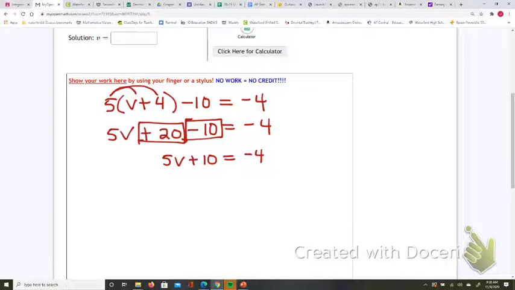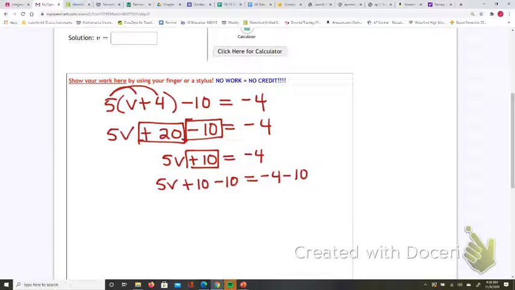Okay, now we're ready to start solving. To solve this, remember that we have to find our variable, and then we have to find the plus or the minus. In this case, we have a plus. We have to undo the addition, and the inverse of addition is subtraction. So we're going to do 5v plus 10 minus 10 equals negative 4 minus 10. Again, remember, whatever you do to one side, you have to do to the other.